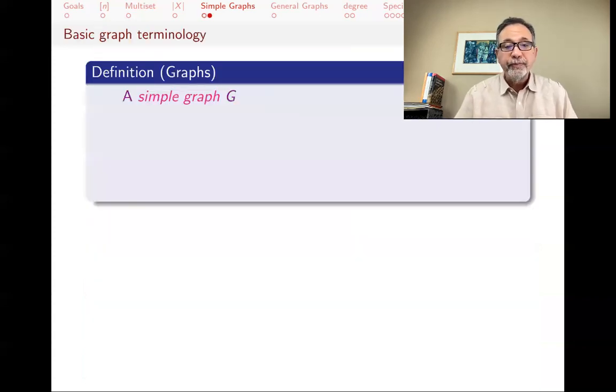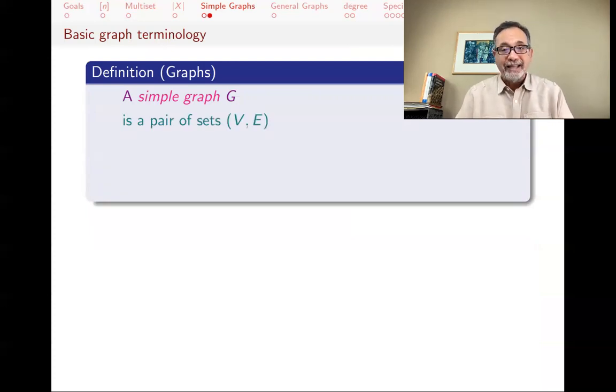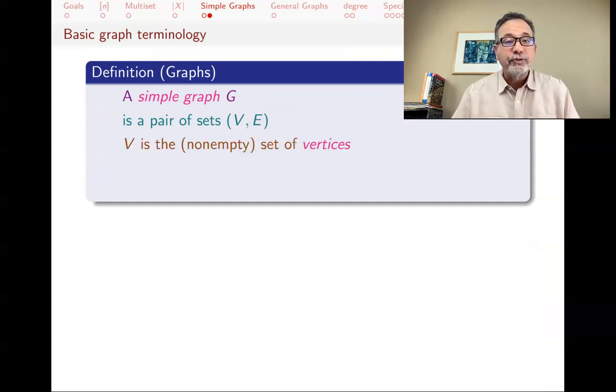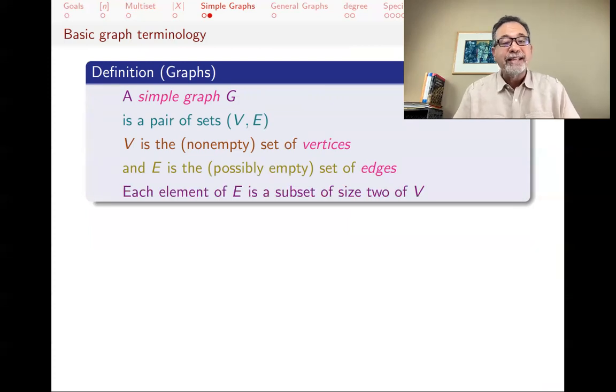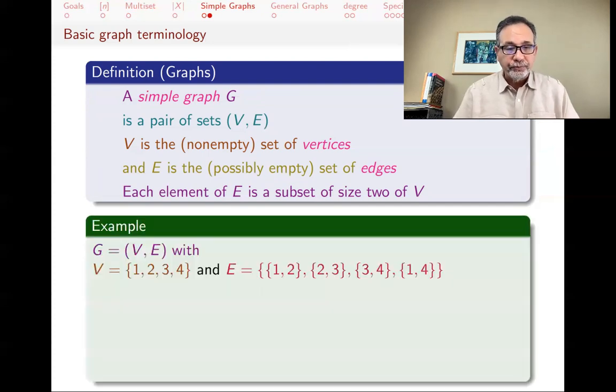So, more formally, a simple graph is a pair of sets V and E. V is the set of vertices, and it has to be non-empty. You have to have at least one vertex to have a simple graph. And E is a set of edges, but it could be empty. Each element of E is a subset of size 2 of V, because each element of E tells you which vertex is adjacent to which other vertex via an edge.